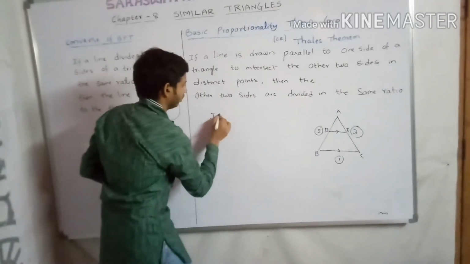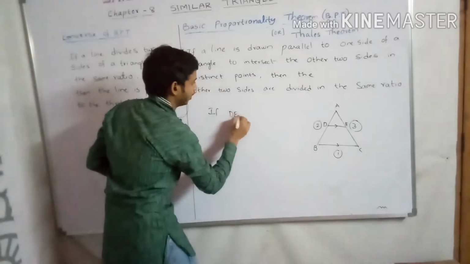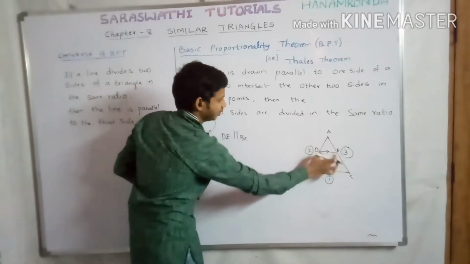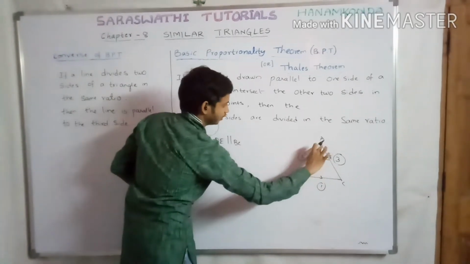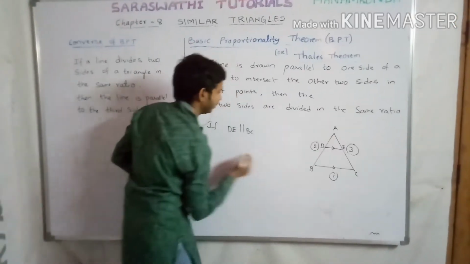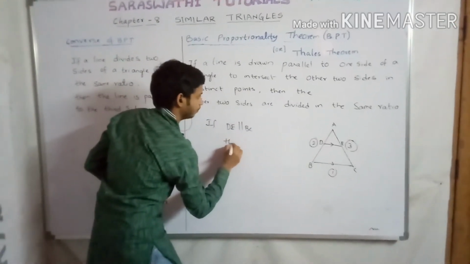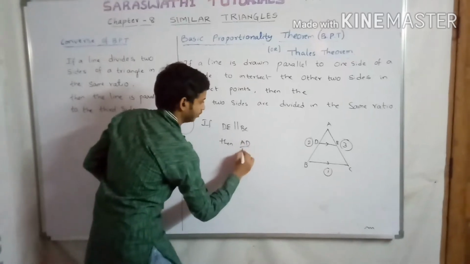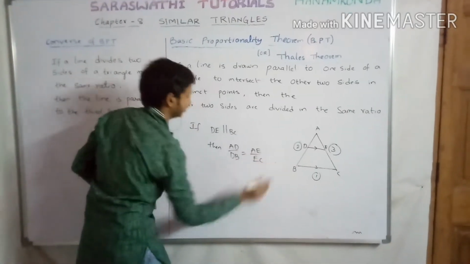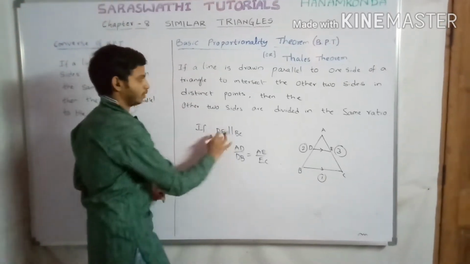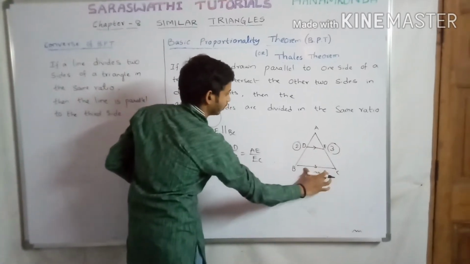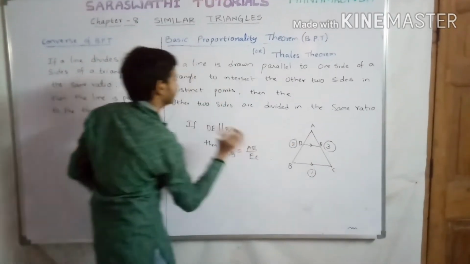So if we draw a line DE parallel to BC in triangle ABC, then DE divides AB and AC in the same ratio. That means AD by DB equals AE by EC. So this is the theorem statement. Once again I am repeating: if a line is drawn parallel to one side, it divides the other two sides in the same ratio.